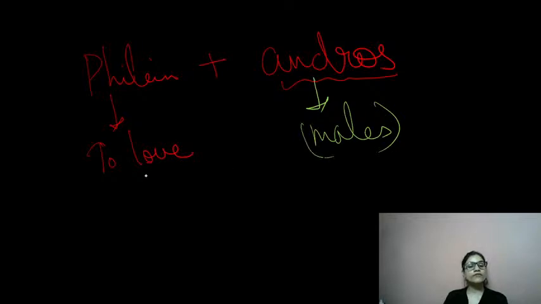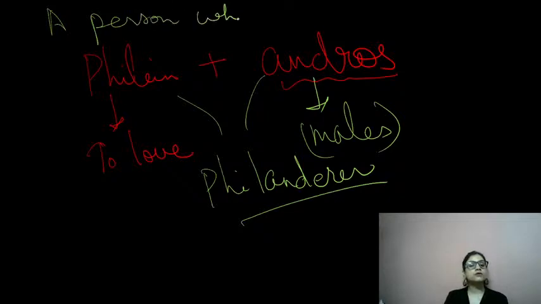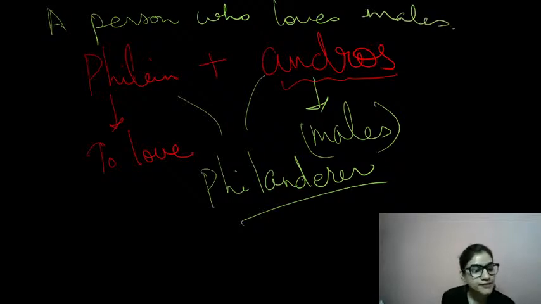right? So when we combine these words, we get the word philanderer, right? So who is a philanderer? A person who loves males. Okay? Yes, to love plus human. It won't be human, that would become philanthropist, Abhishek. Here we're not referring to philanthropist. We're referring to philanderer. Philanderer is a person who loves males.